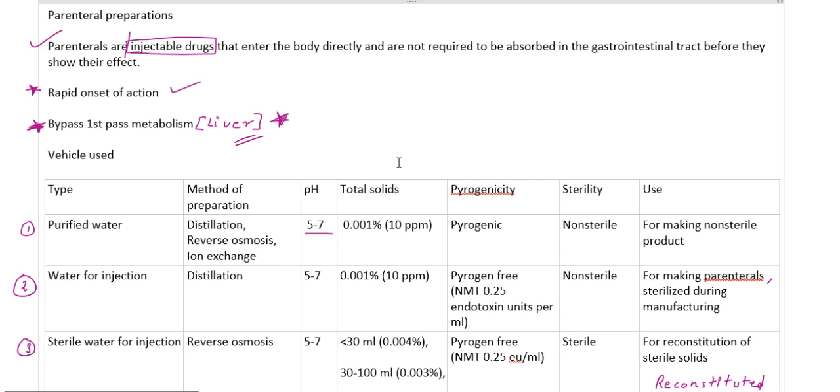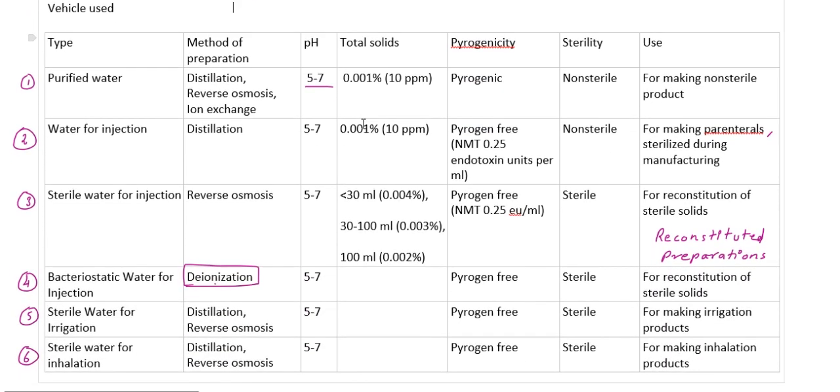So what are the different vehicles used in these parenteral preparations? We'll go through them one by one. First is purified water. It is prepared by various methods such as distillation, reverse osmosis, or ion exchange.